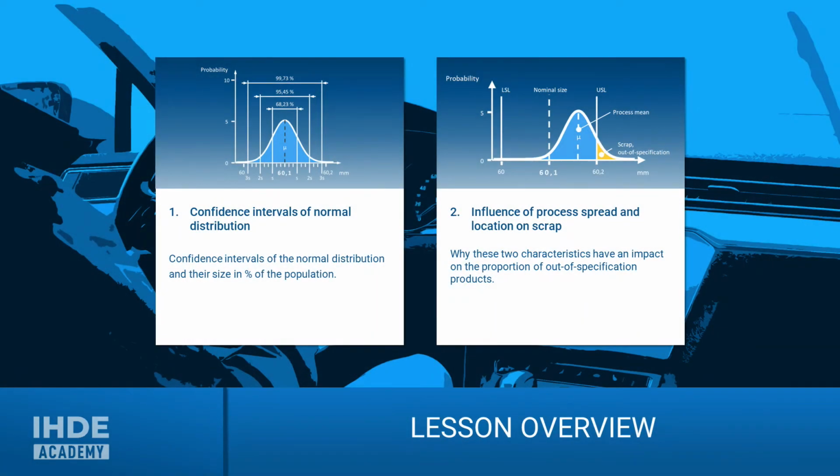This lesson is divided into two chapters. In the first chapter, we look at different confidence intervals of the normal distribution and the percentage of the population values that fall between these limits. In the second chapter, we look at the impact of spread and the process location on the proportion of out-of-specification parts.